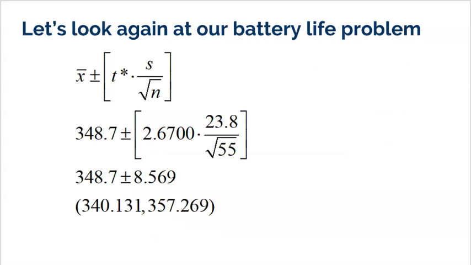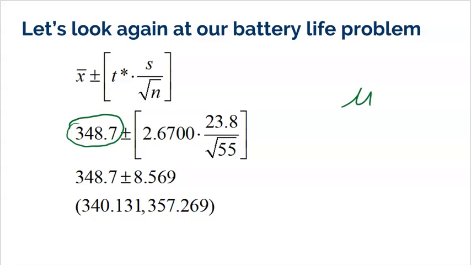All right, let's look at our battery life problem from the previous lesson one more time. Remember, we were trying to find the average amount of time, the mean amount of time that a AAA battery lasts. So we had our sample mean of 348.7, and we don't know, maybe that's too high, because we don't know what the mean is.